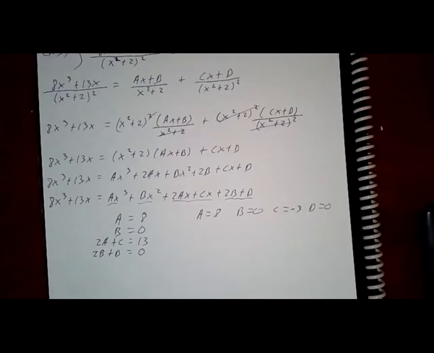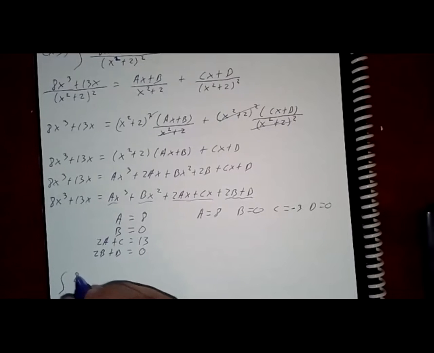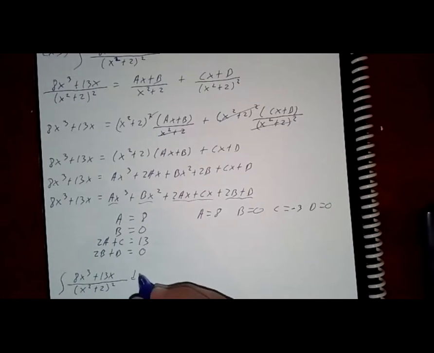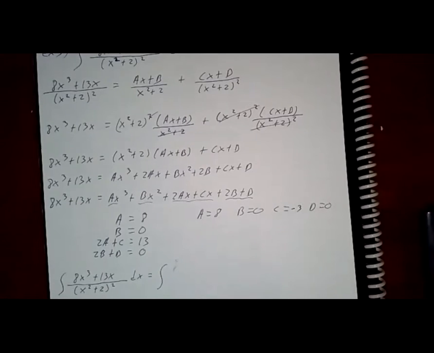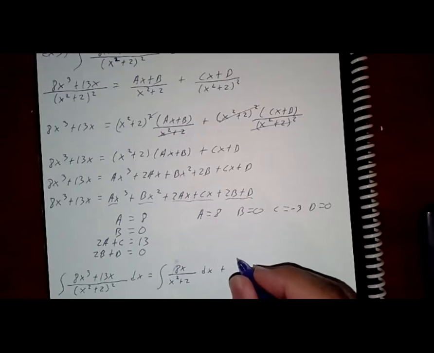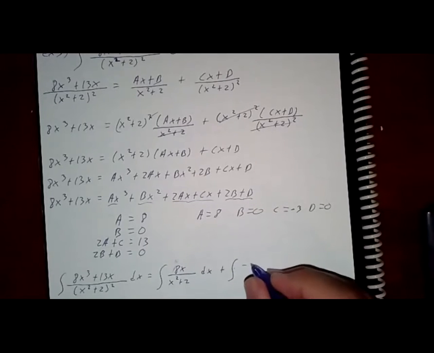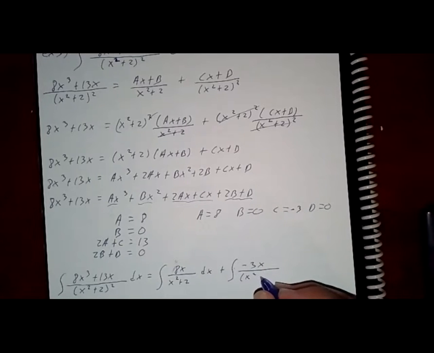So now the integral of 8x cubed plus 13x over x squared plus 2 squared dx is equal to the integral of 8x over x squared plus 2 dx plus the integral of -3x plus 2.